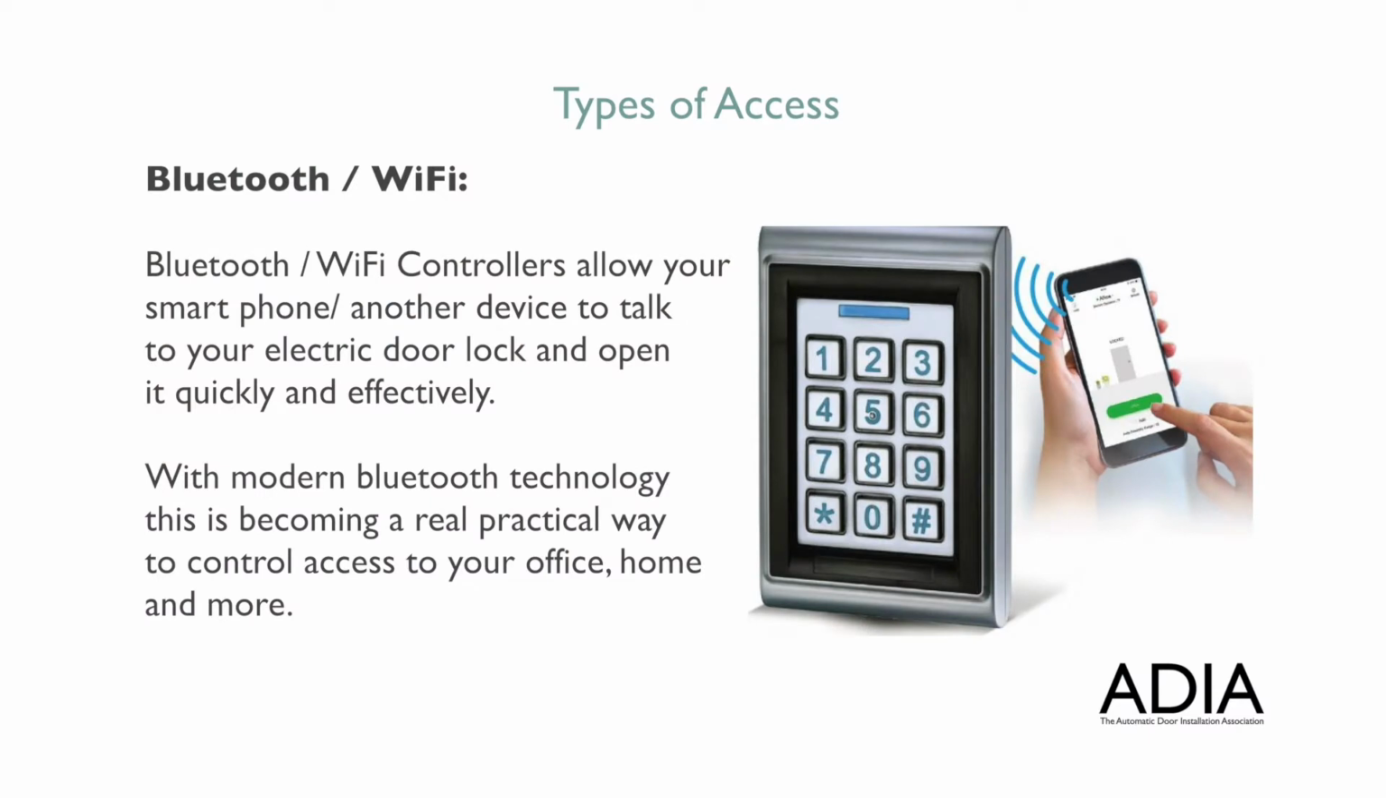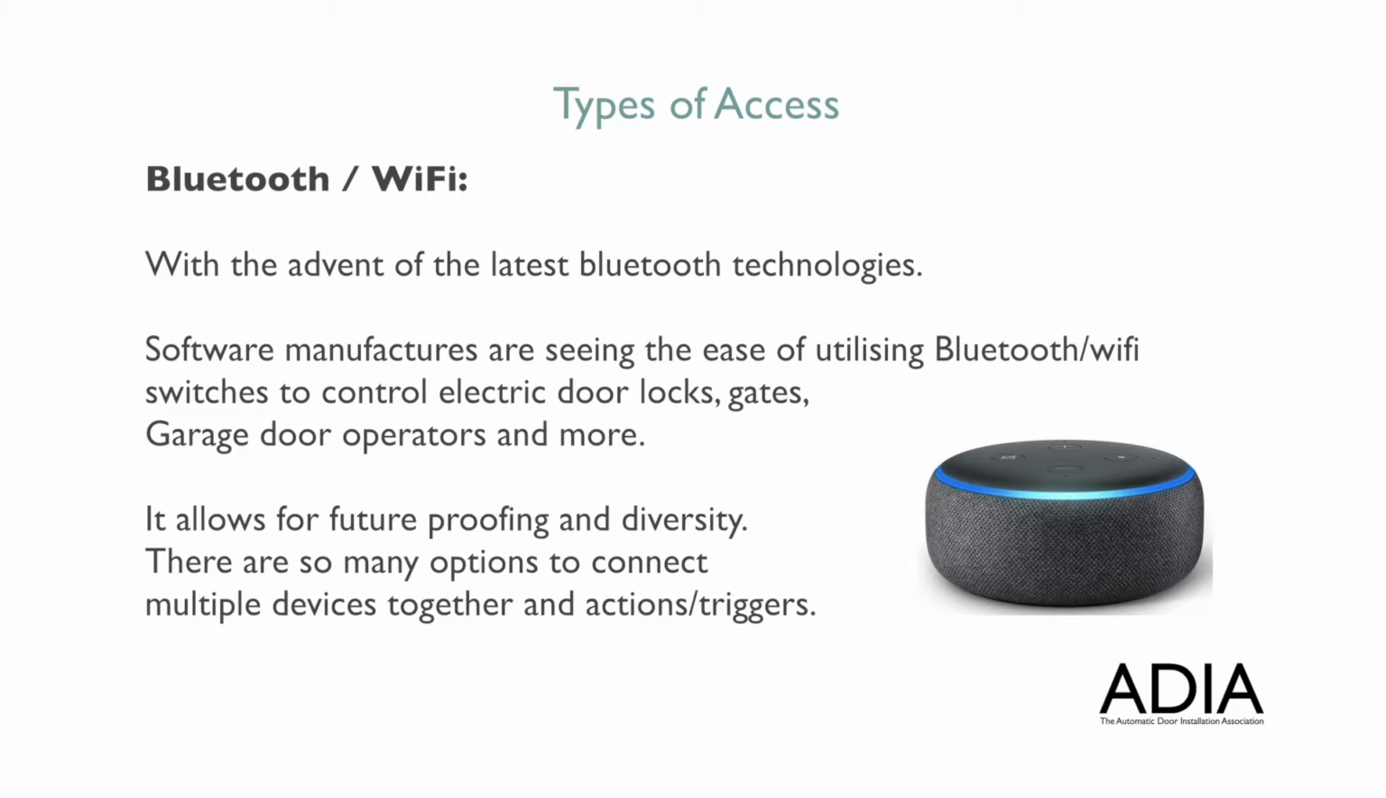Bluetooth or Wi-Fi. Bluetooth Wi-Fi controllers allow your smartphone or another device to talk to your electric door lock and open it quickly and effectively. With modern Bluetooth technology, this is becoming a real practical way to control access to your office, home and more. With the advent of the latest Bluetooth technologies, software manufacturers are seeing the ease of utilizing Bluetooth and Wi-Fi switches to control electric door locks, gates, garage door operators and more.